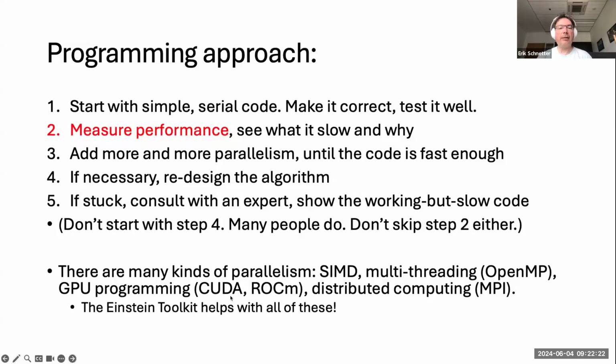There's CUDA for NVIDIA or ROCm for AMD GPUs. It's also handled by CarpetX for you. And there's distributed computing, MPI, where you run on several nodes at the same time with a fast network in between. That's also handled by CarpetX for you. And that's convenient. That helps you write fast code. You only need to care what happens on an individual grid point or an individual finite element grid cell, and the rest is done by the Einstein Toolkit. Okay, that is a brief overview of exascale computing and how to do it with the Einstein Toolkit.